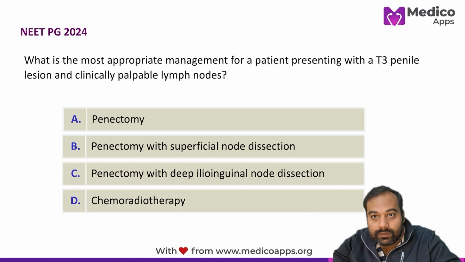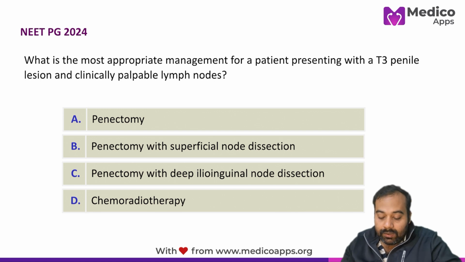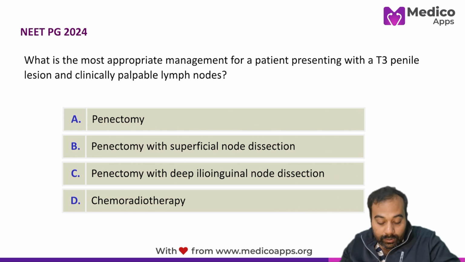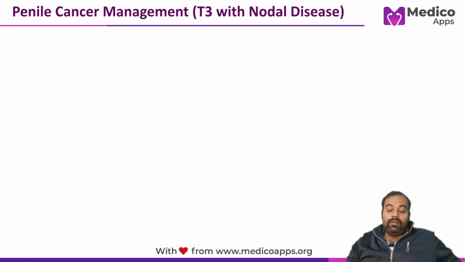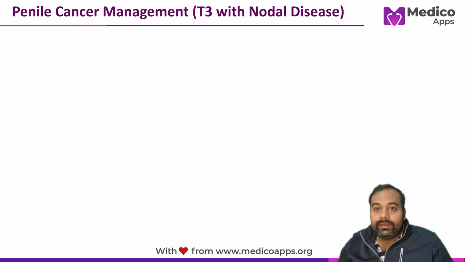clinically palpable lymph nodes, right? So here the options are penectomy with a superficial lymph node dissection, penectomy with a deep inguinal lymph node dissection, and the chemoradiotherapy, right? So let's try to decode this question.